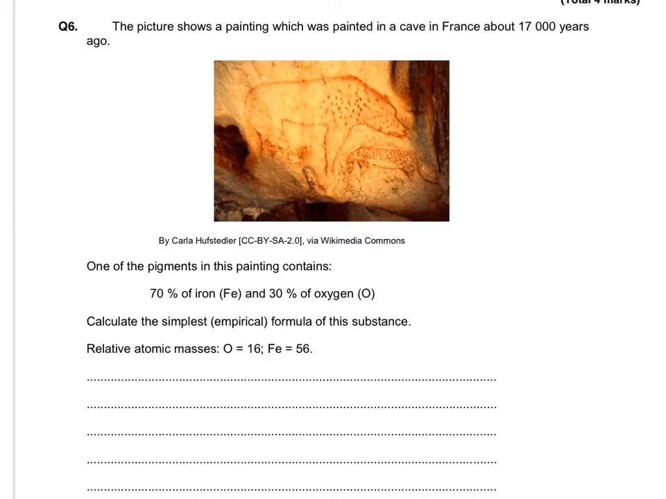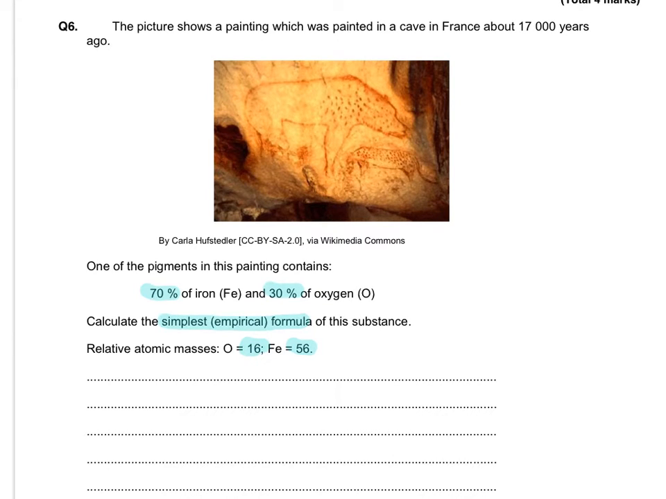If you're asked to calculate the simplest empirical formula of this substance, it's asking you to give a chemical formula, and it wants you to tell them how many iron atoms and how many oxygen atoms there are. Make sure you have your numbers the right way around. If it's 70% of iron, then you do 70 divided by the atomic mass, 70 divided by 56. And if it's 30% of oxygen, you do 30 divided by the atomic mass of oxygen, which is 16.